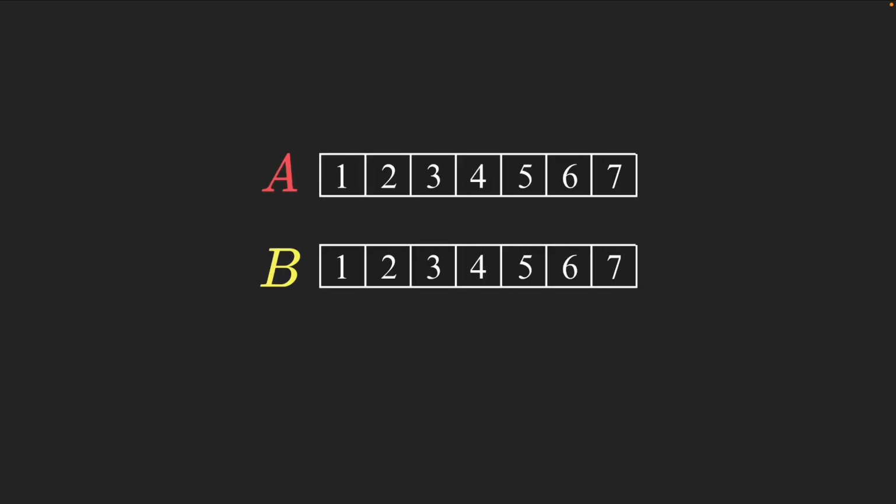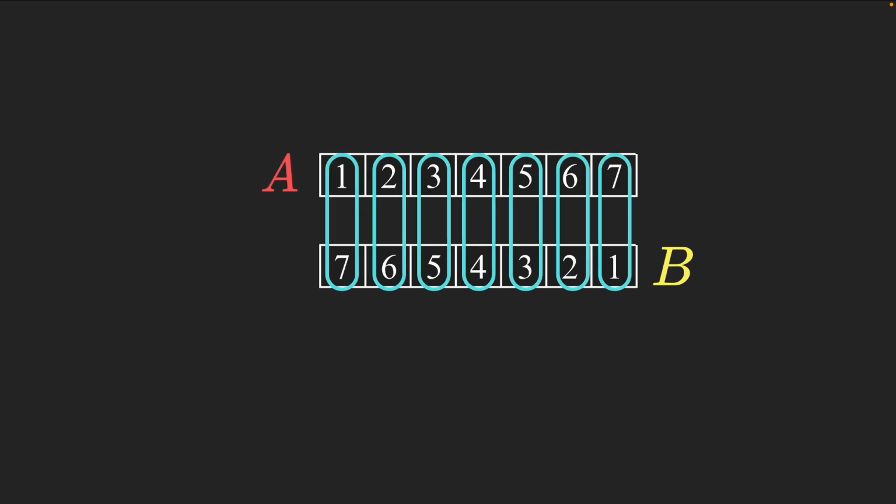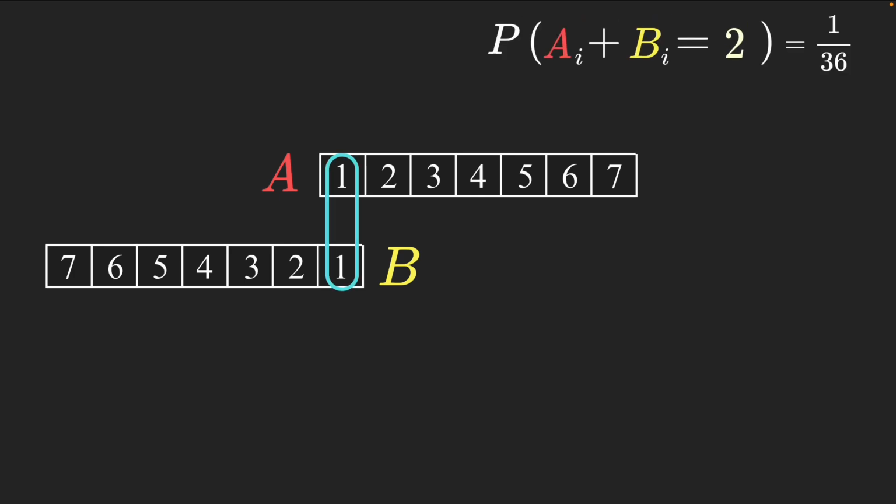But there's another way of representing the probability of different sums. For example, let's say we have our two lists, this A and this B. We flip one of the lists. In this case, I'll flip list B so that each pair adds up to 8. I'll then shift B so the end item of B is aligned with the first item of A. If you want to find the probability of the sum being 2, the probability is just the ones that align. In this case, it's just 1 over 36.